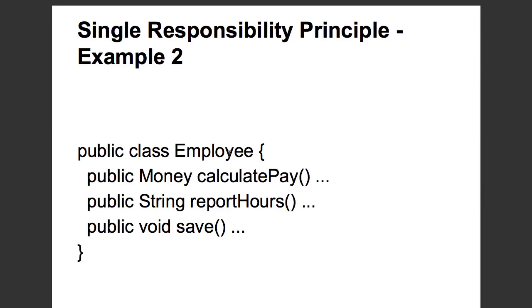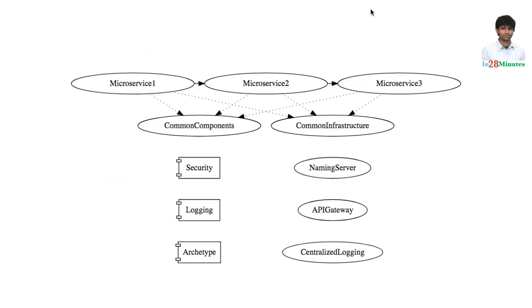This is another example of a bad class, because this specific class is now worried about how to calculate the pay, how to calculate reports, how to do saving to the database. As we discussed earlier, single responsibility principle is also applicable to layers and components. Let's start with looking at components.